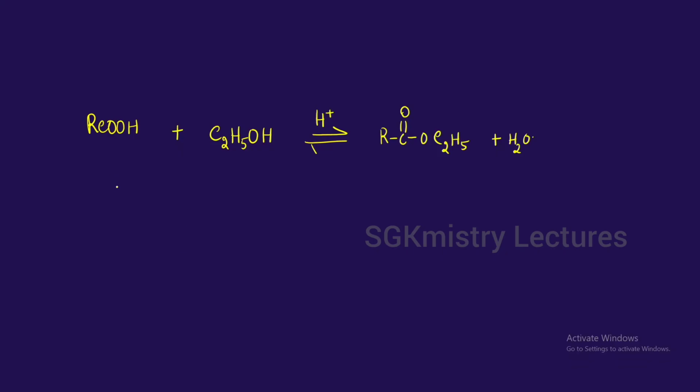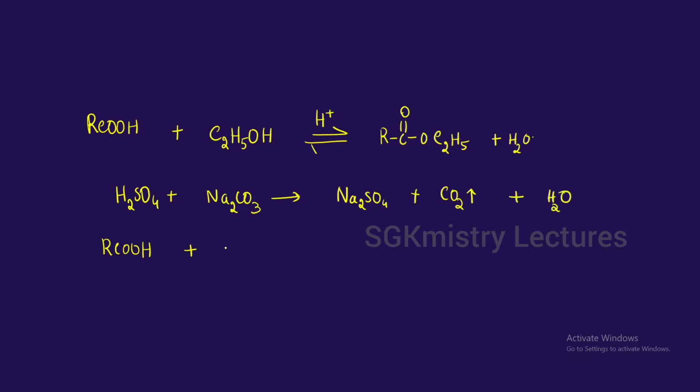So here, if there is any sulfuric acid in excess, it reacts with sodium carbonate to give sodium sulfate, along with carbon dioxide and water. If there was any unreacted carboxylic acid, it also reacts with the sodium carbonate to give the sodium salt of the carboxylic acid along with carbon dioxide and water, right? So this can be asked as a very important Viva question, where they can ask why you need to add sodium carbonate after the esterification is done. So this is the reason.